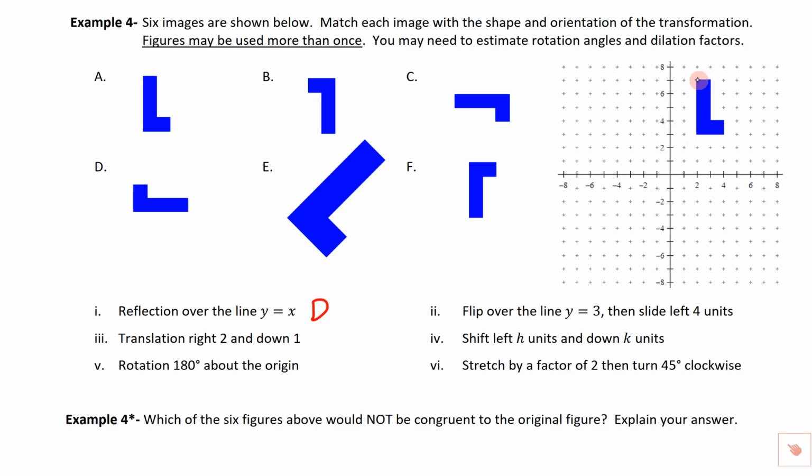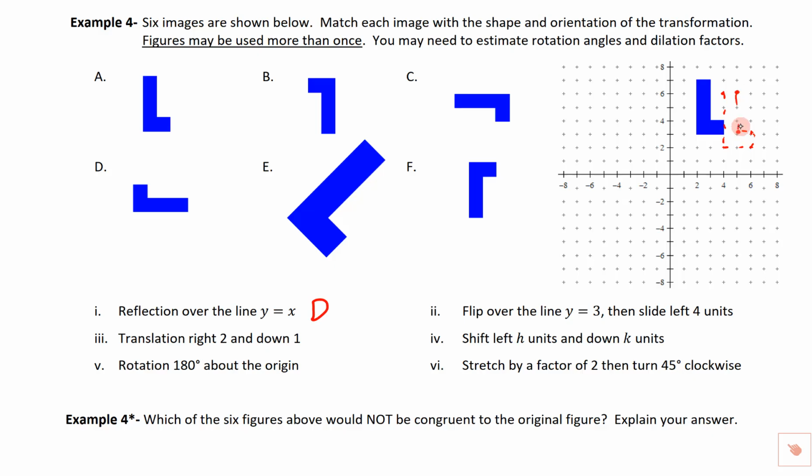So let's take this first point right here on the L. Let's go right 2 and down 1. We're right here. Okay, this one, right 2 and down 1, we'd be right here. Right 2 and down 1, we'd be right here. Okay, we'll take a look at this. It would have to look something like this, okay?